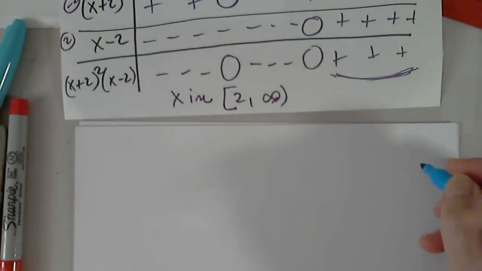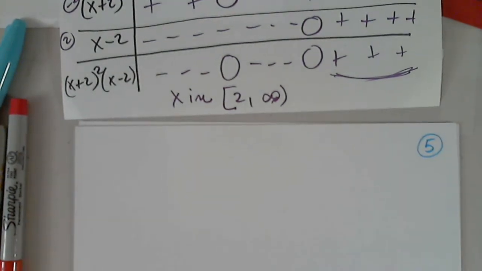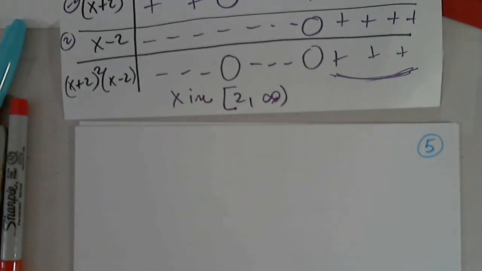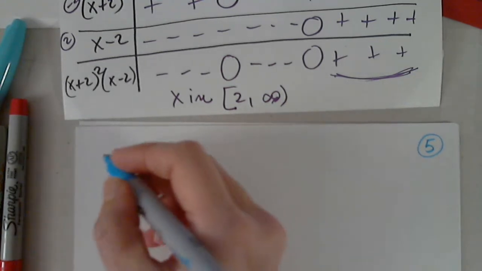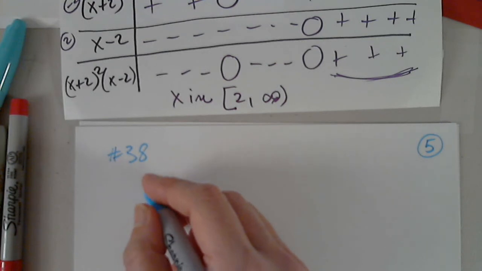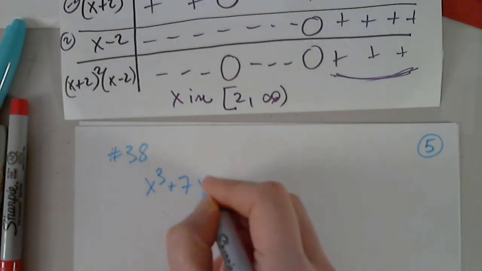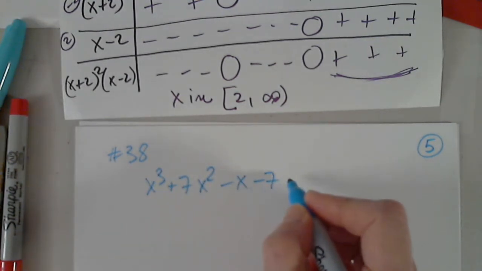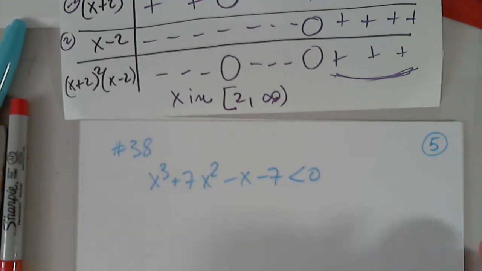And this was 36. And we said 38. Yes, 38 and 42. 38 is identical. Let's do it too. So 38: x to the third plus 7x squared minus x minus 7 less than 0.